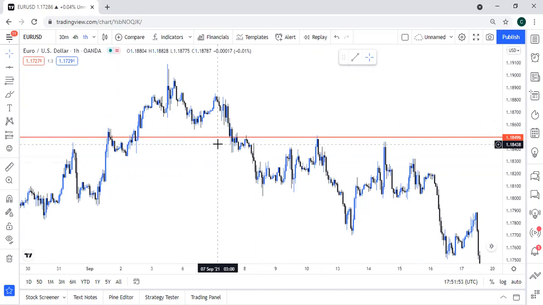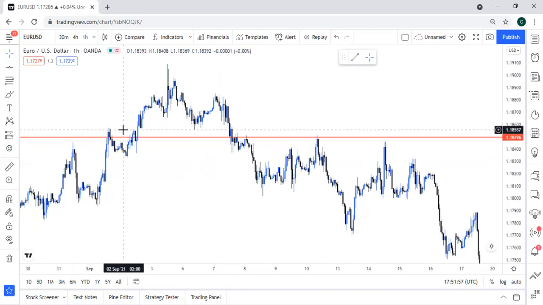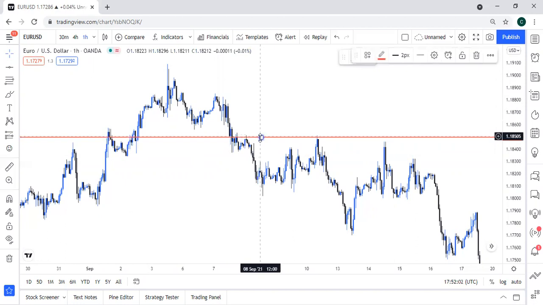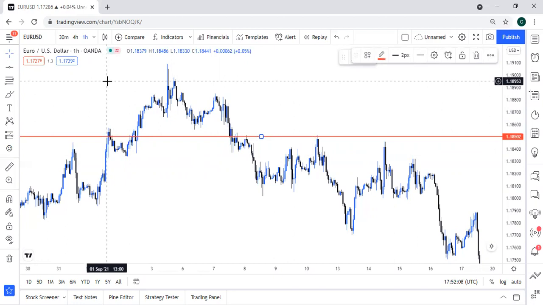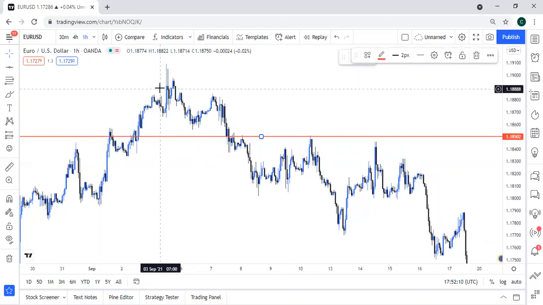So we move on to the sessions. The forex market is open 24 hours for 5 working days, Monday to Friday. But the problem is that, okay, it's not a problem, it's not a big deal.